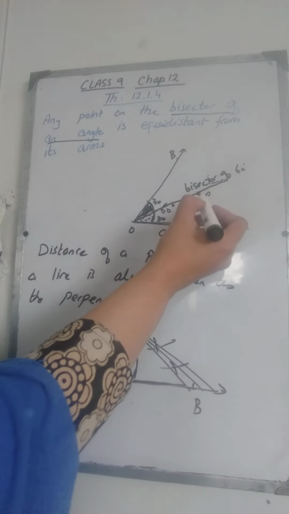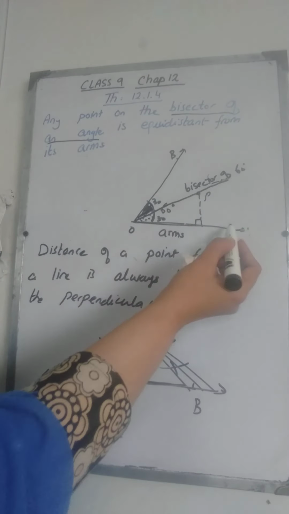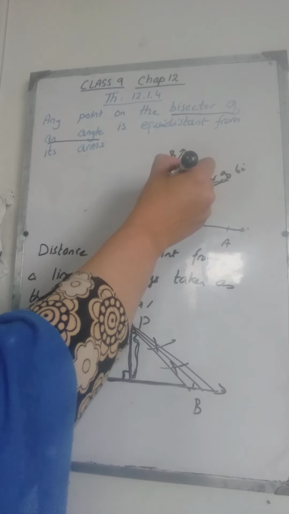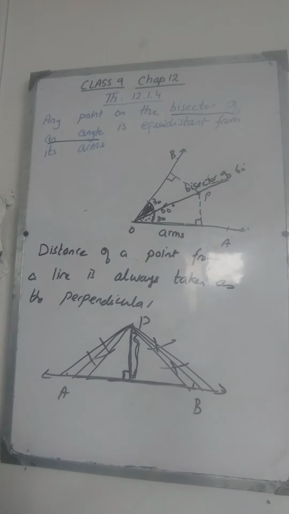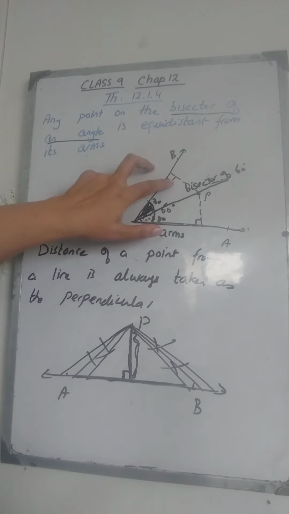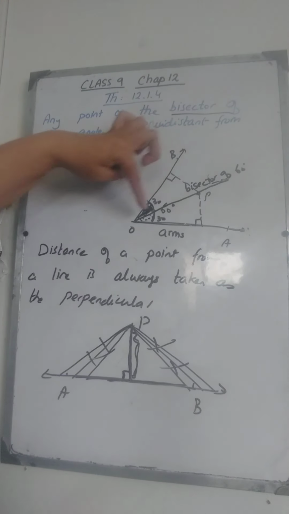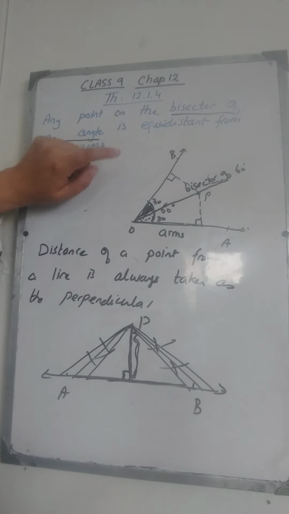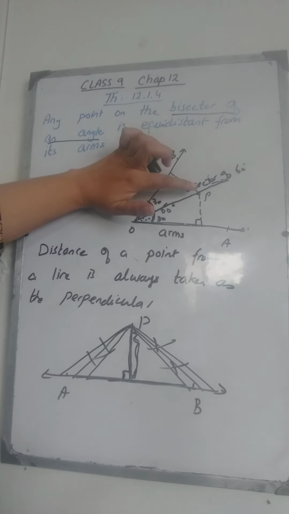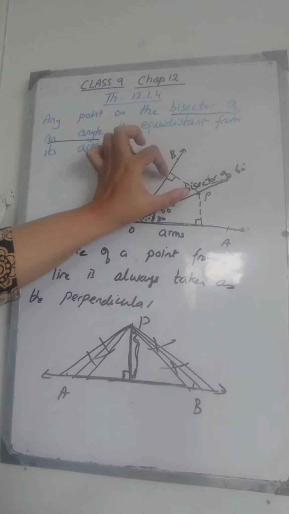So here also we are going to take the perpendicular distance. We are going to drop a perpendicular from P on this OA, and similarly we are going to drop a perpendicular from this point on the line OB, and here we need to prove that this distance is the same as this distance. So this is all we need to prove. We are going to take a point on the bisector of the angle, and we have to prove that this point is equidistant from its arms. These are the arms OA and OB, and we will prove that this point is equidistant from OA and OB. That is, we need to prove that this distance will be the same as this distance.